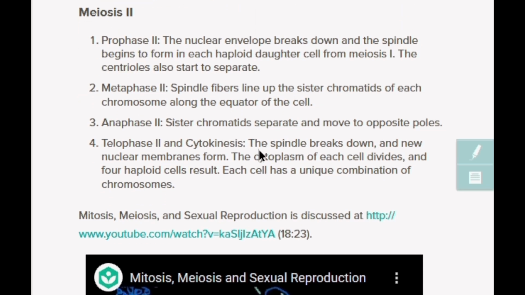Meiosis II. Prophase II: the nuclear envelope breaks down and the spindle begins to form in each haploid daughter cell from meiosis I. The centrioles also start to separate. Metaphase II: spindle fibers line up the sister chromatids of each chromosome along the equator of the cell. Anaphase II: sister chromatids separate and move to opposite poles. Telophase II and cytokinesis: the spindle breaks down, and new nuclear membranes form. The cytoplasm of each cell divides, and 4 haploid cells result. Each cell has a unique combination of chromosomes.